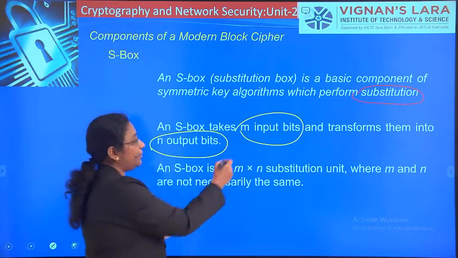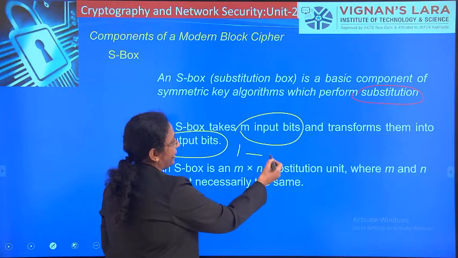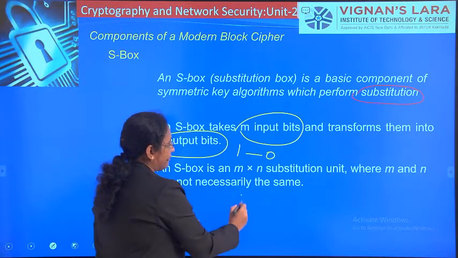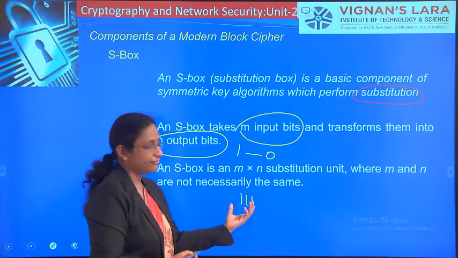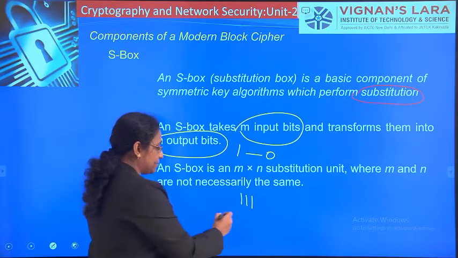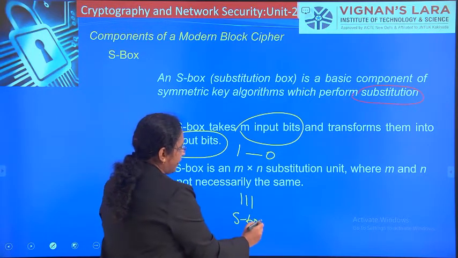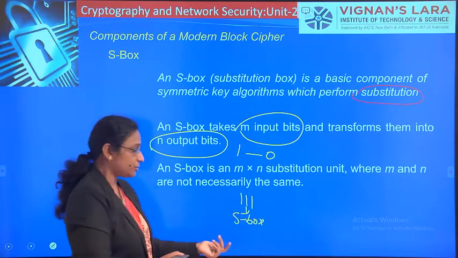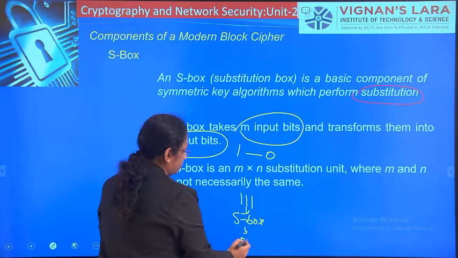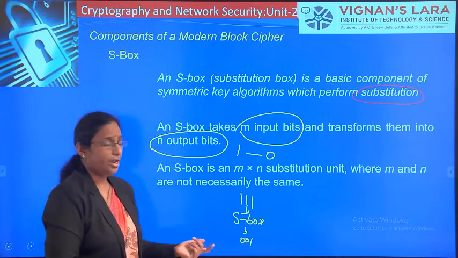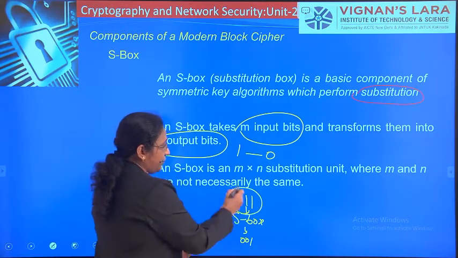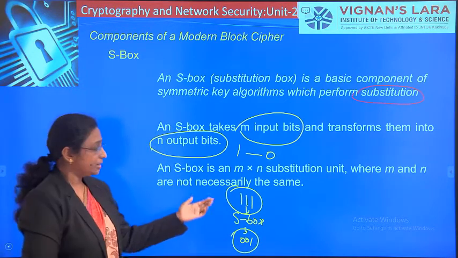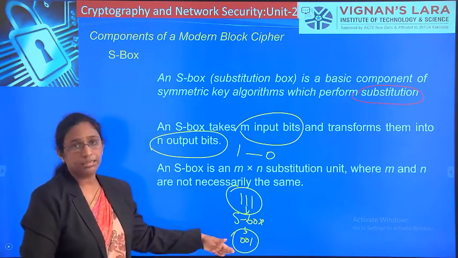So if the input bit is like 1, it will be replaced with some 0. If the input to the S box is 3 bits, say 111, the output will be like 001. So whatever the input, it is replaced with some other output.